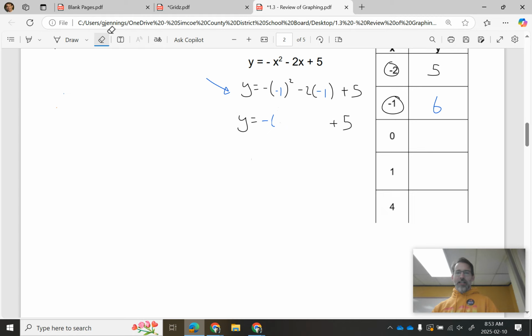Okay, next, let's take a look at 0. So I'm going to put 0 in there for x. And 0. Okay. So what's 0 squared? What's negative 2 times 0? 0. 0 times anything is 0. So 0 squared, 0 cubed, 0 to the power 100 is just 100 zeros multiplying each other. So it's still 0. So we have y equals 5 again.